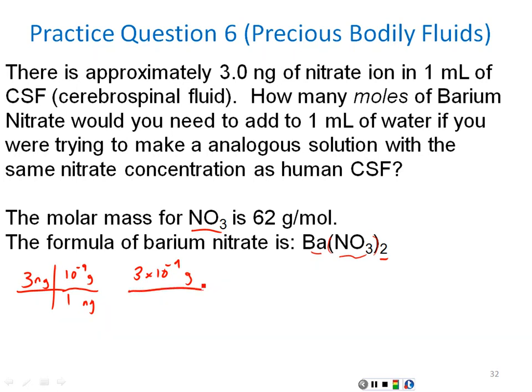We divide that by the molecular weight. So the molecular weight is 62 grams per mole. And how do you know that you need to divide by the molecular weight? Well, you look at the units. Grams are going to cancel. Dividing by 1 over mole, the mole flips up, so moles would be your final unit. And you would get 4.8 times 10 to the minus 11th moles. And that's of NO3 minus. That's in 1 milliliter of CSF.